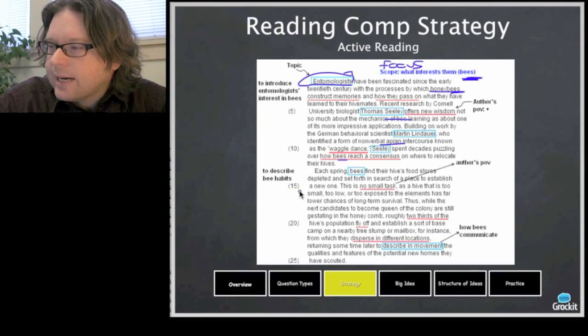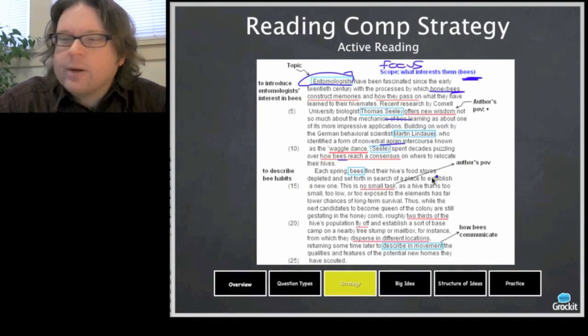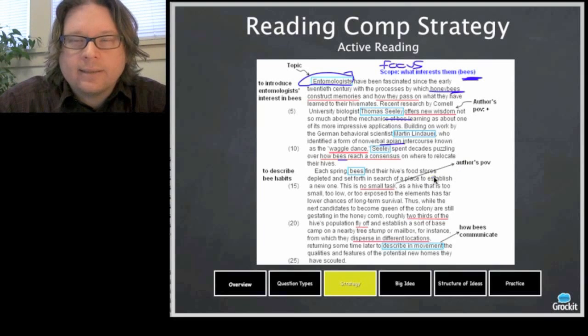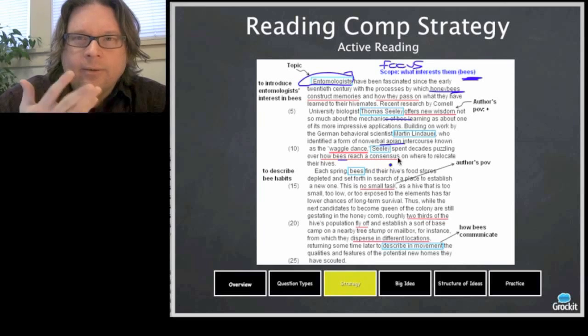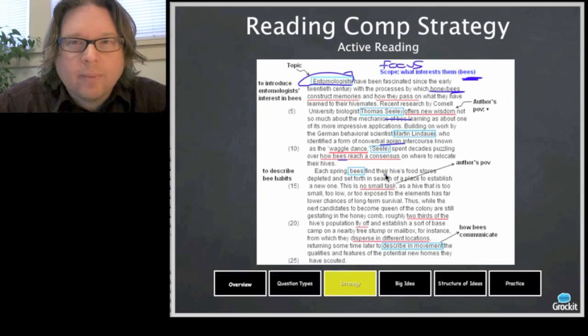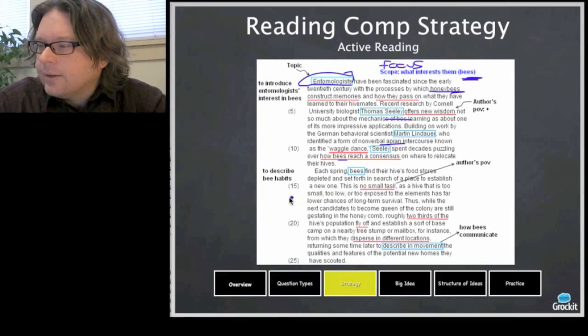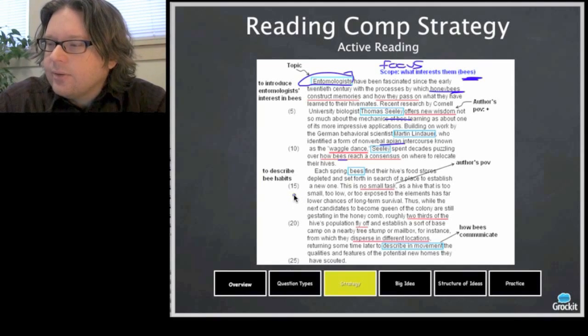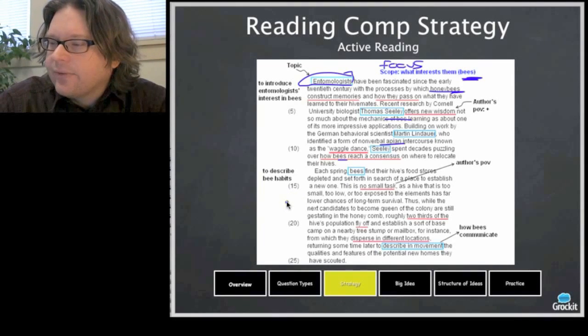This is no small task, and that's an example of the author editorializing, saying, wow, well, those bees, they sure do a cool thing. So the author admires bees, apparently. Okay. No small task is a hive that is too small, too low, or too exposed to the elements has far lower chances of long-term survival.